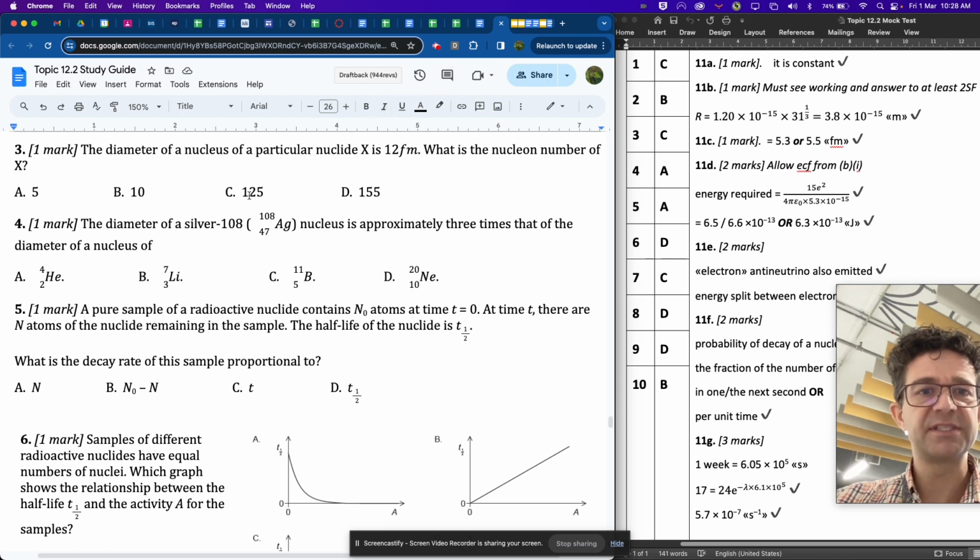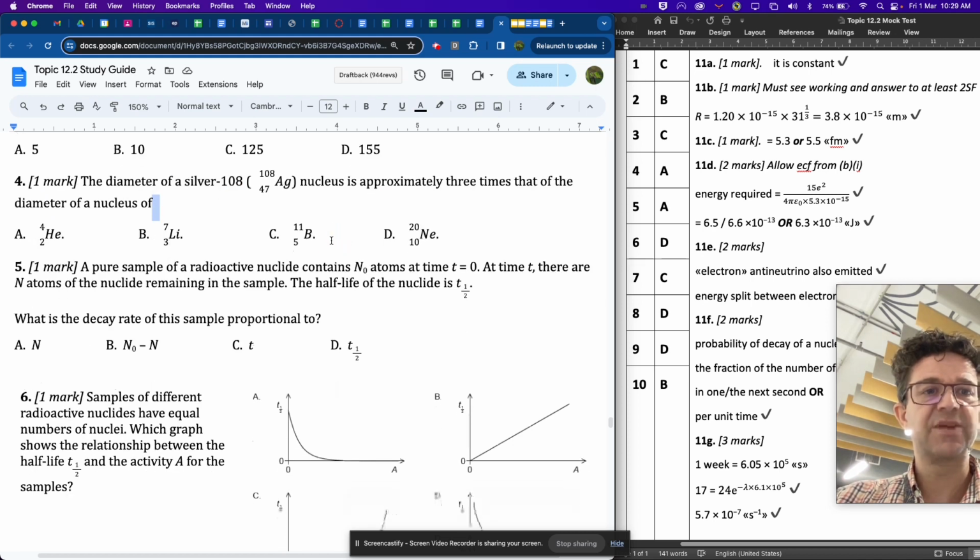Well, maybe it's not 1.2 femtometers. 125 would give us 5. Oh, because it's asking about the diameter. Okay, so the diameter is not the radius. So 6 is the radius. That's 5 times the 1.2. So to get the value of 5 for the multiplier, we have 125 to the 1/3.